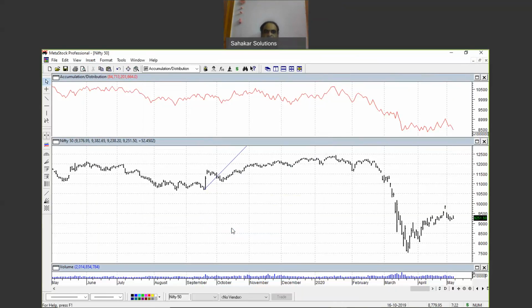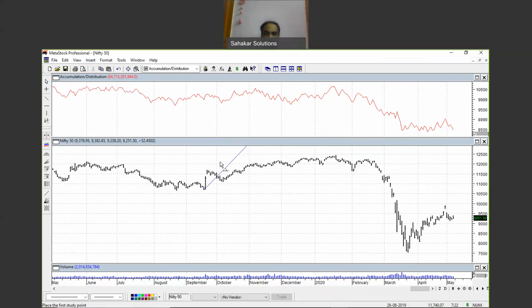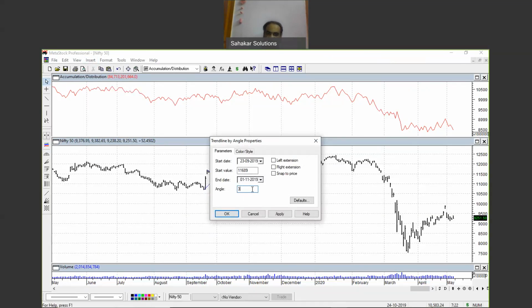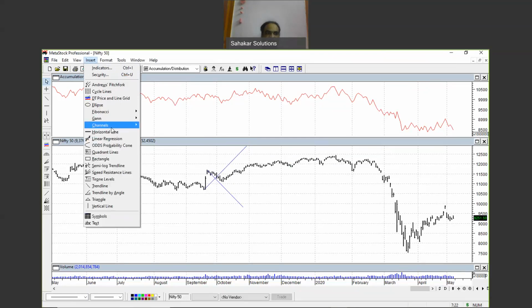Next, when a top is formed, we draw another trend line from the top using a 315 degrees angle. Here we will change the angle property. Here it is 326. We will change it to 315 and keep it as it is. Now the point of intersection is very important. Here the point of intersection is there. I will place one horizontal line at the point of intersection.